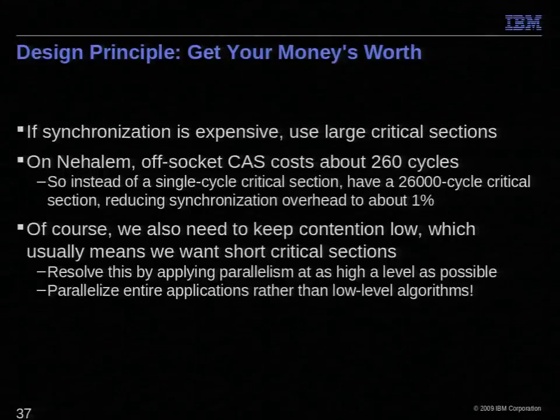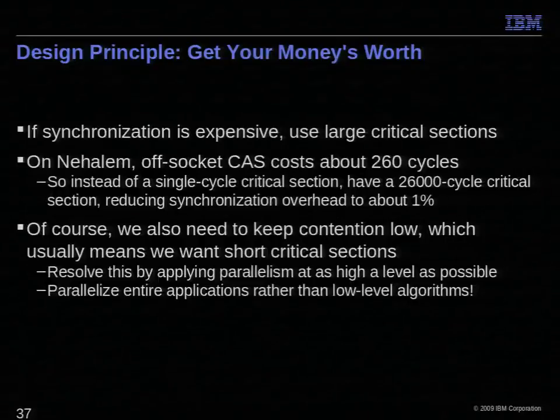There's a couple ways of approaching this. One of them is to say, if synchronization is expensive, use large critical sections. In other words, if you're going to pay an expense to acquire a lock, or increment a reference count, or enter a transaction, or whatever you're doing, get your money's worth. Do enough work protected by that, that the overhead of the synchronization reduces down to almost nothing.